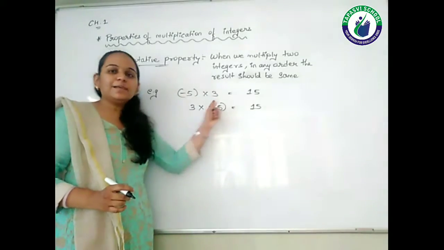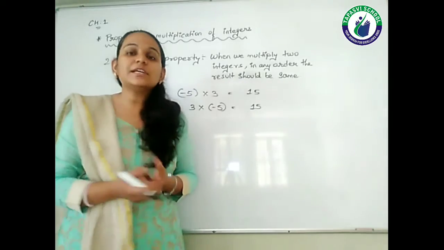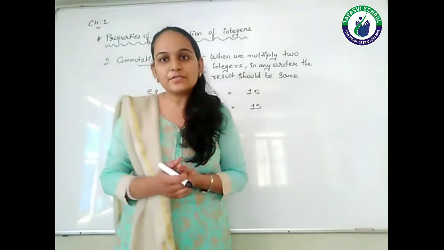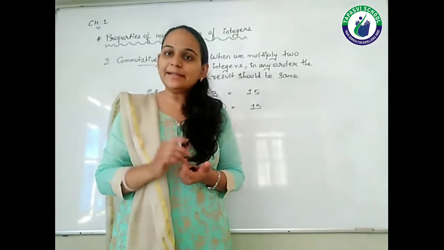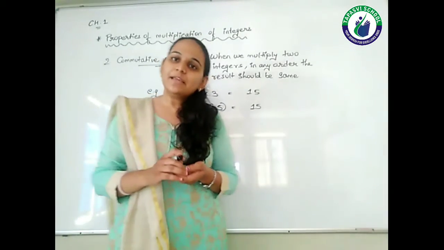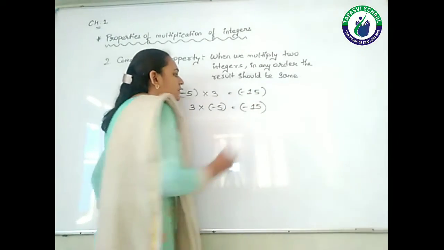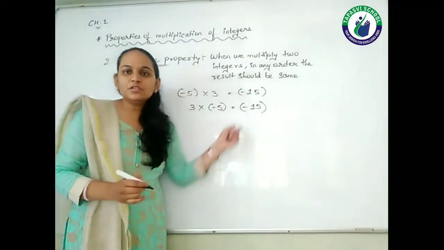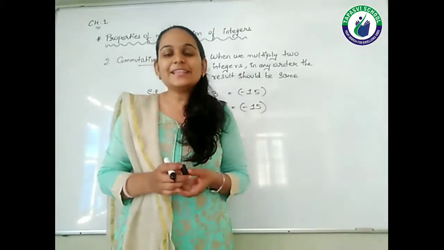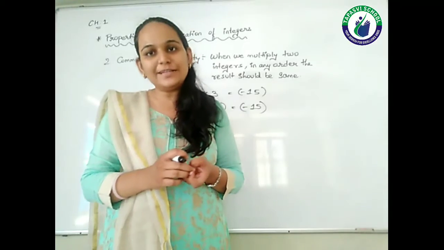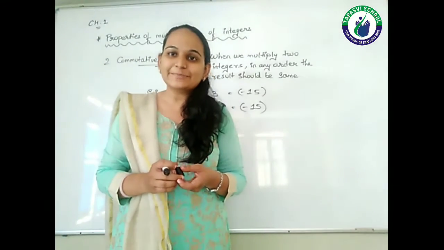Now, in this multiplication, there is one integer with a negative sign. Similarly, in the second multiplication, there is one integer with a negative sign. You remember that whenever in a multiplication there is one negative sign, the answer will always be negative. So here I am putting the negative sign. You can see, students, that in both cases we are getting the same answer. So we can say that the multiplication of integers follows the commutative property.